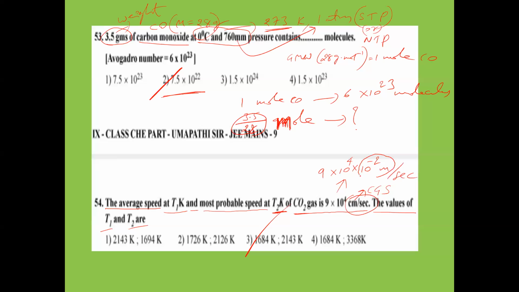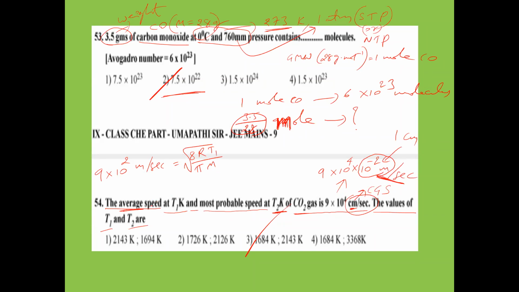So in place of 1 centimeter, we have taken 10 power minus 2 meters. So it is about 9 into 10 power 2 meter per second in the MKS system. Now you see here, this 9 into 10 power 2 meter per second is equal to the average speed. Average speed formula: under root 8RT by pi M, where T is T1 here.